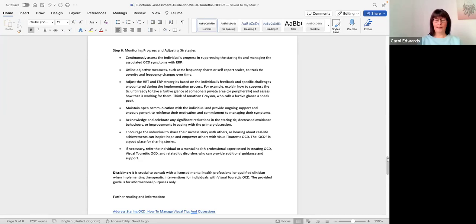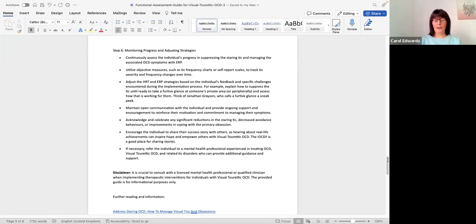For example, explain how to suppress the tic until ready to take a furtive glance at someone's private area or peripherally, and assess how that is working for them. Think of Jonathan Grayson, who calls a furtive glance a sneak peek, which we've mentioned.